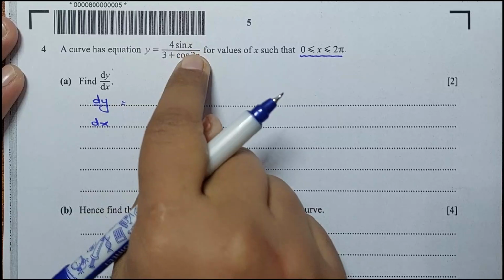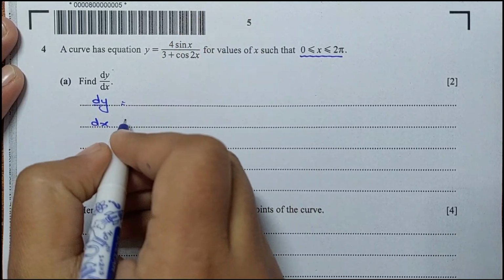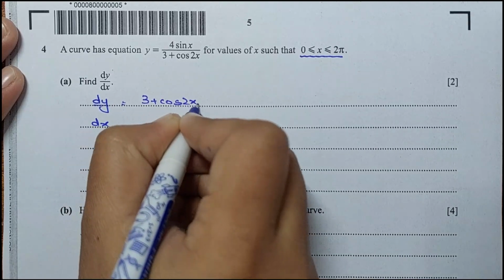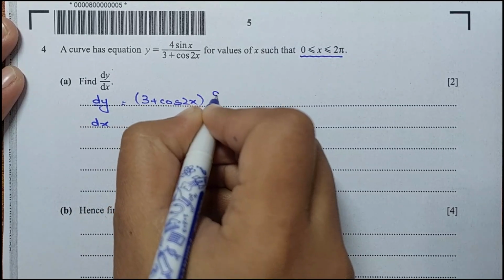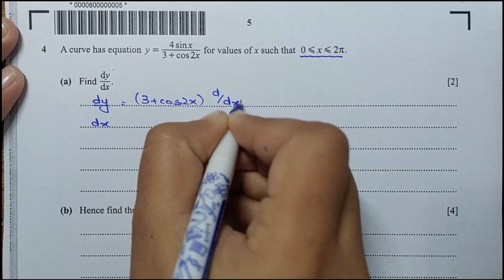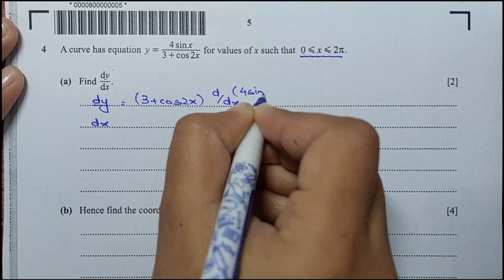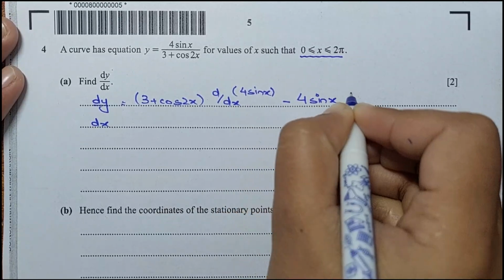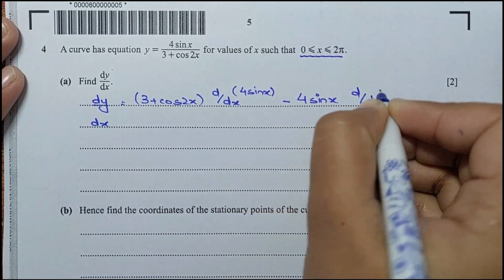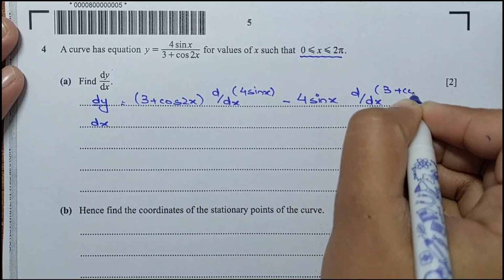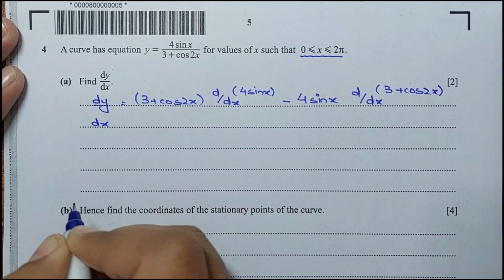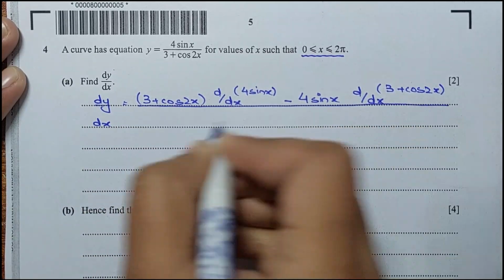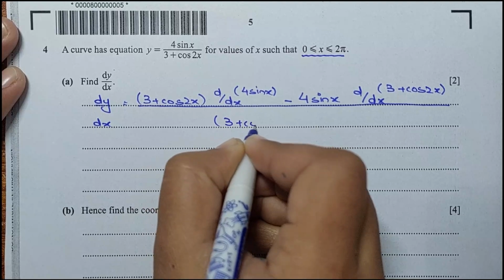And here we have to use the quotient rule. This is in division. So the quotient rule is the denominator function and the derivative of the numerator function, d by dx of 4 sine x, minus the numerator function 4 sine x and the derivative of the denominator function, which is 3 plus cos 2x. Okay, this whole thing divides the square of the denominator function.